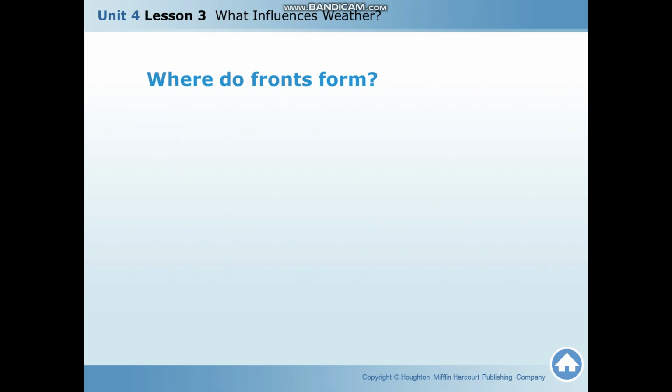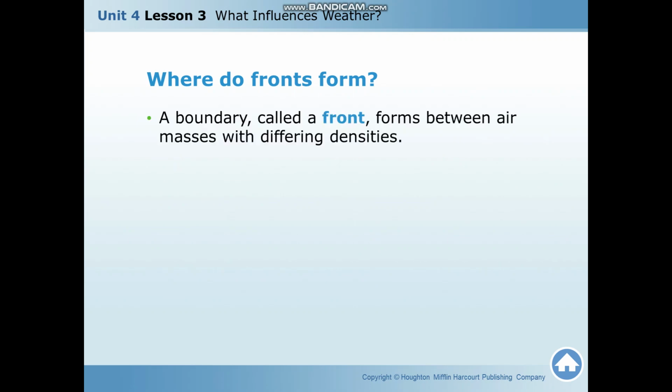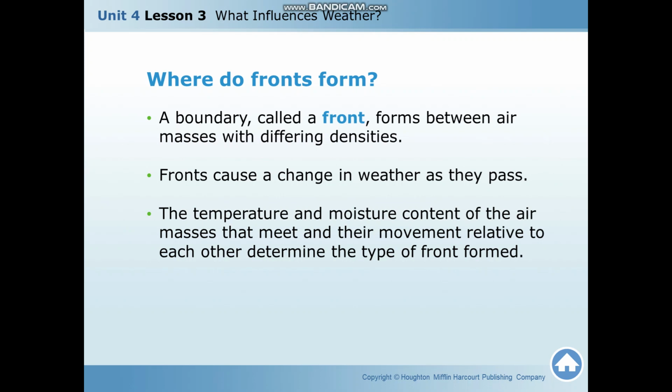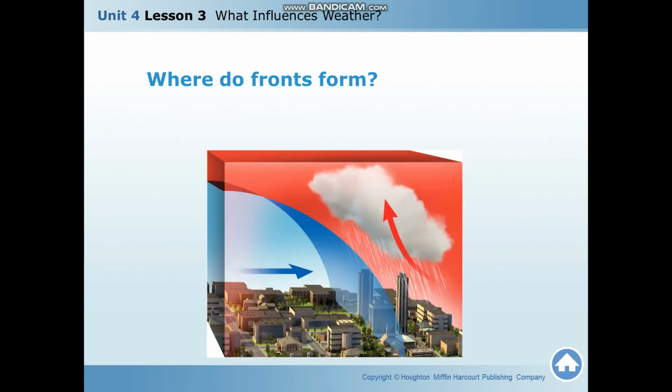Where do fronts form? A boundary called a front forms between air masses with differing densities. Fronts cause a change in weather as they pass. The temperature and moisture content of the air masses that meet and their movement relative to each other determine the type of front formed.